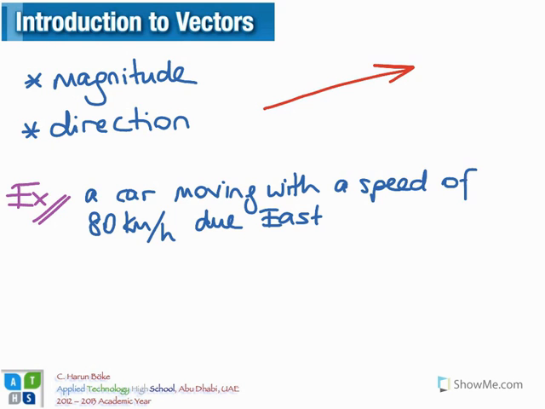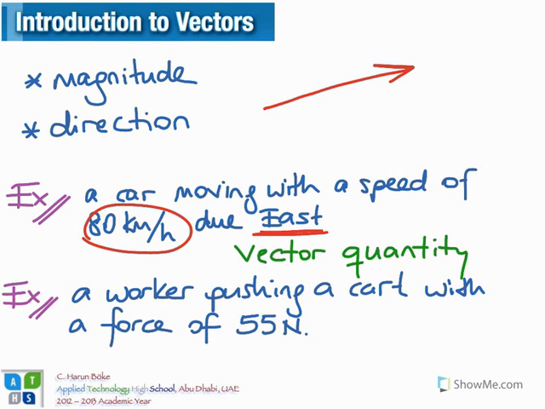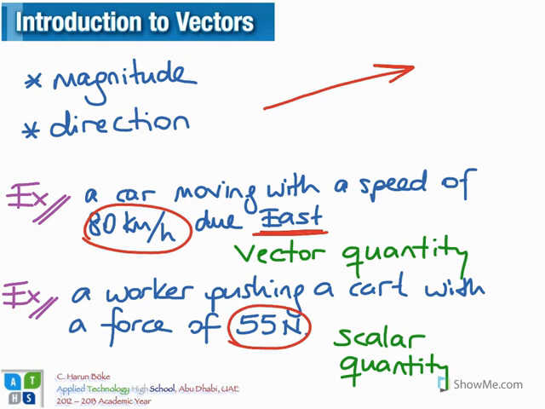Now, look at this example. A car moving with a speed of 80 km per hour due east. Now, this is a vector quantity as it describes the magnitude and direction. In this example where a worker pushes a cart with a force of 55 newtons, here we only have the magnitude. So this is a scalar quantity where we are missing the direction.